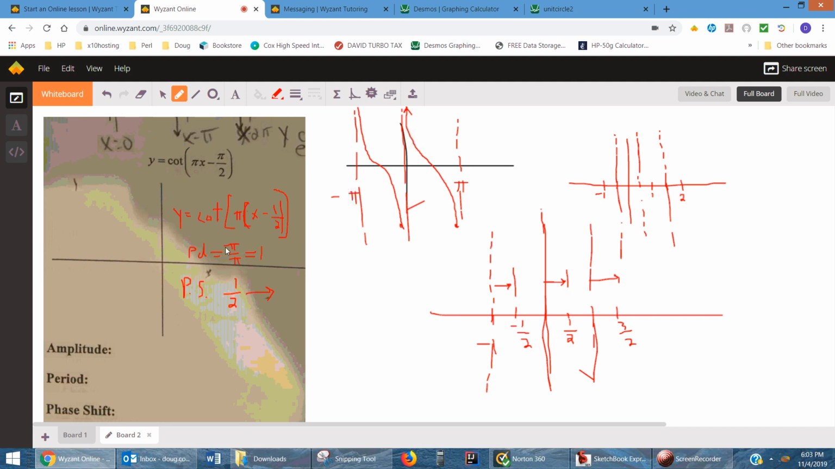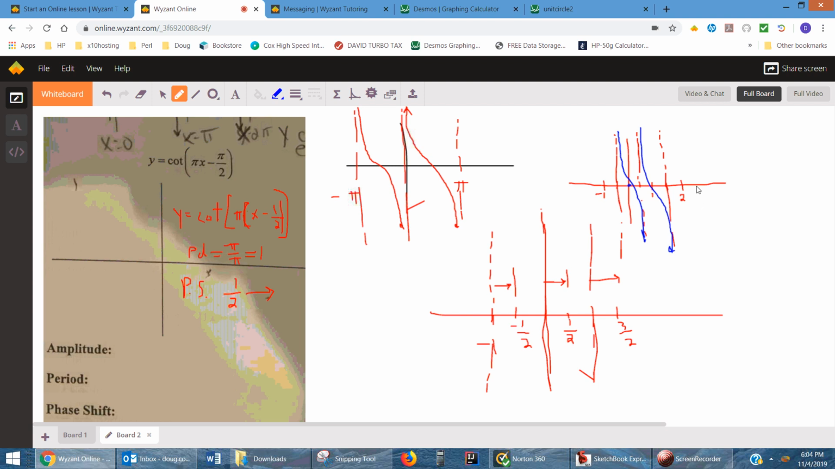There is no amplitude. And by the way, the amplitude, all it does is make the curve grow more quickly or not grow quite as fast. But the curve's going to go like this. And it's going to go across the x-axis halfway between the asymptotes. So it's going to come like this and like this. Again, that's for the cotangent function.